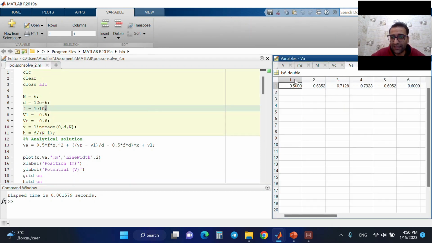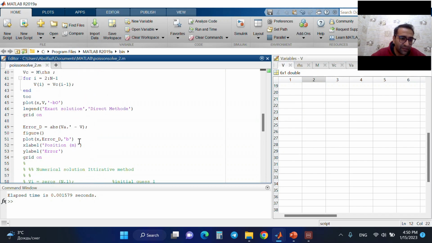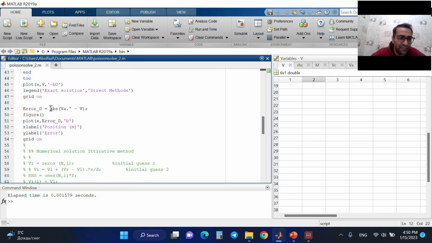VA is as follows. You see that this is a row matrix, right? There is 1 row and 6 columns. But what is V? In V there is 1 column and 6 rows. Just by putting a dot here, you see, I calculate the absolute of VA minus V, but here you see a dot comma. This dot comma changes a row matrix to a column and vice versa, a column matrix to a row. Therefore, if you do not put this dot comma, the error will appear strange.